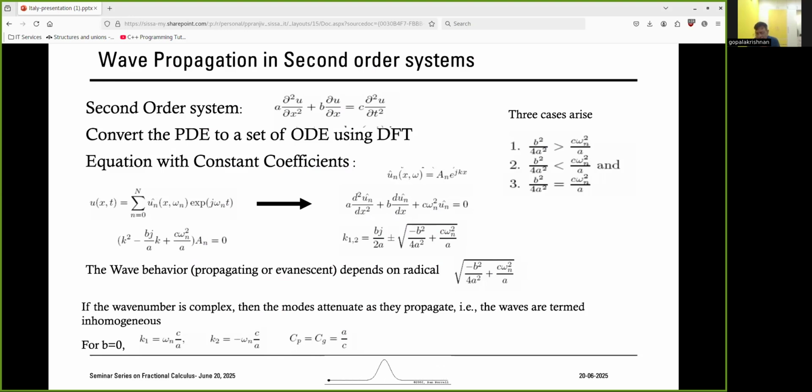This wave number will tell what type of wave it is. If you look at the wave numbers k1 and k2 here, they have a first part and a second part, and the second part is called the radical. The behavior depends completely on the radical, that is, b squared by 4a squared being greater than, less than, or equal to c omega squared by a. And if b is 0, then the wave number is a linear function of frequency. It is non-dispersive, similar to the rod. Now let us take the three cases. Next slide, please.